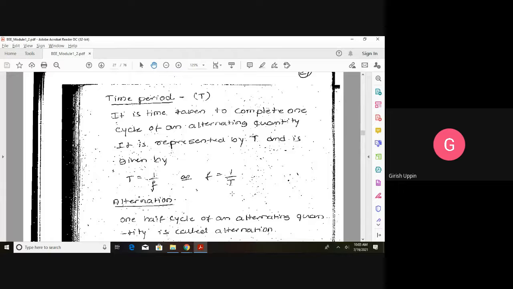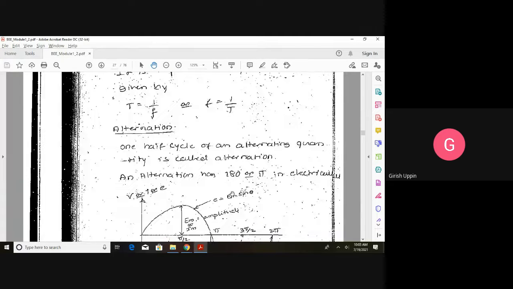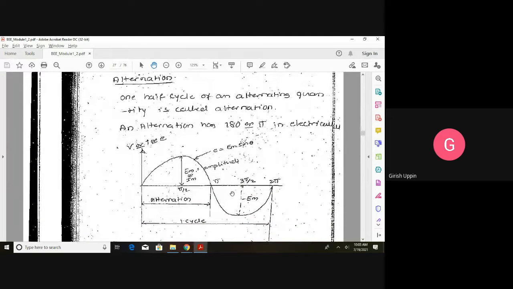So your household frequency is 50 hertz, right? What is the time period of your household alternating cycle? It is T is equal to 1 by 50, that is 1 by f. So it will come to roughly 20 milliseconds. Hence, in your household, for every 20 milliseconds, you are getting one cycle of the voltage or the current. And alternation is nothing but the time taken to complete one half cycle.